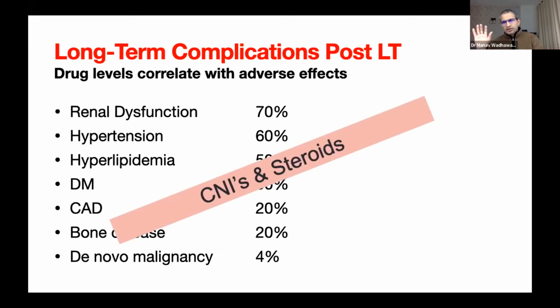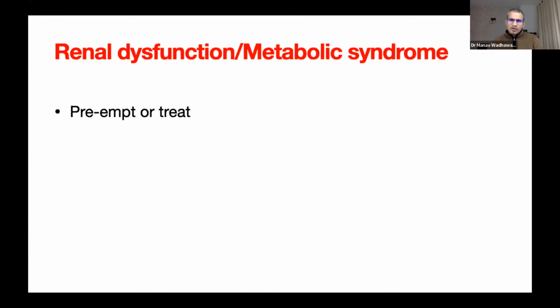We have already taken steroids off the picture. We only use them for 3 to 6 months. So CNIs are primarily responsible for most of the long-term medical complications after transplant. So what do we want to do? We want to identify the patients who are at risk. We want to identify the problems early, and we want to minimize the damage before it is too much.